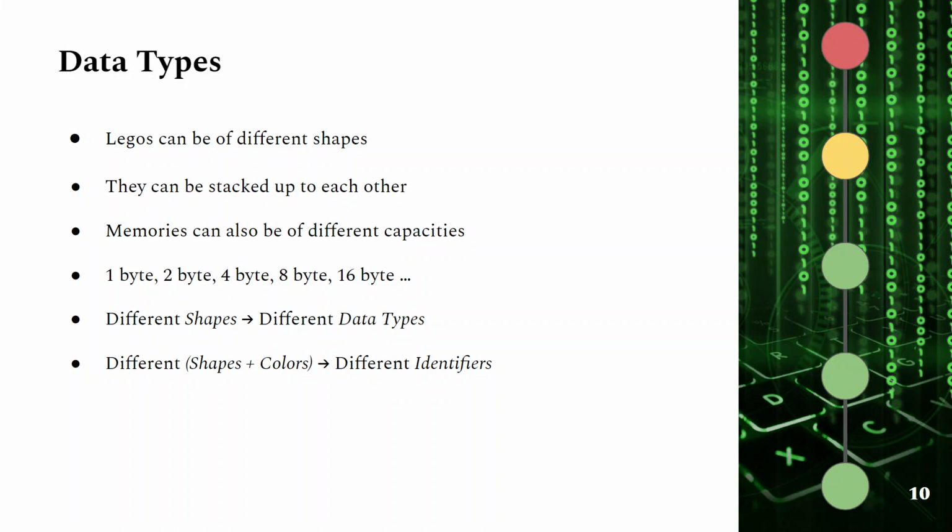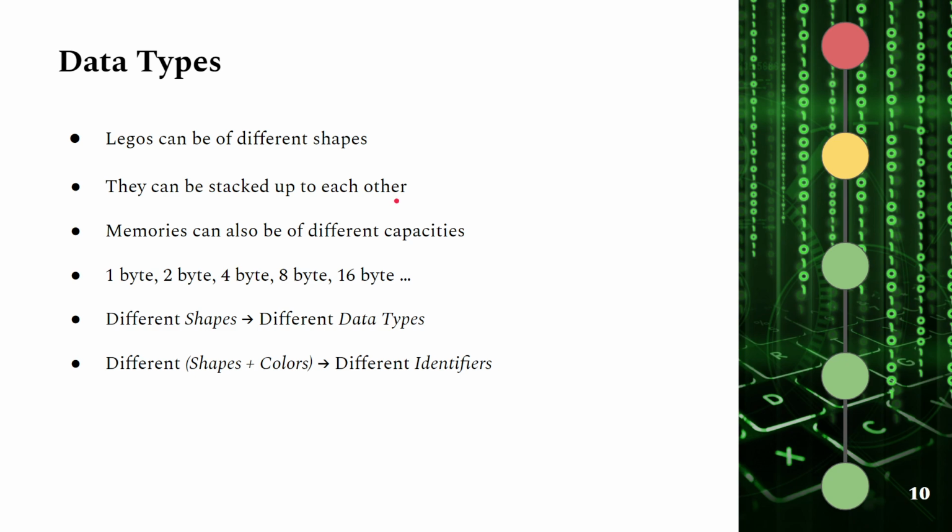Okay, remember the example of Legos. I hope you all understand what a Lego is. So see that Legos can be of different shapes. Okay, we see Legos with width 2 and length 3. We can see 2 by 2 and such. It can be of different shapes. They can be stacked up on each other. Each Lego piece can be stacked up on each other.